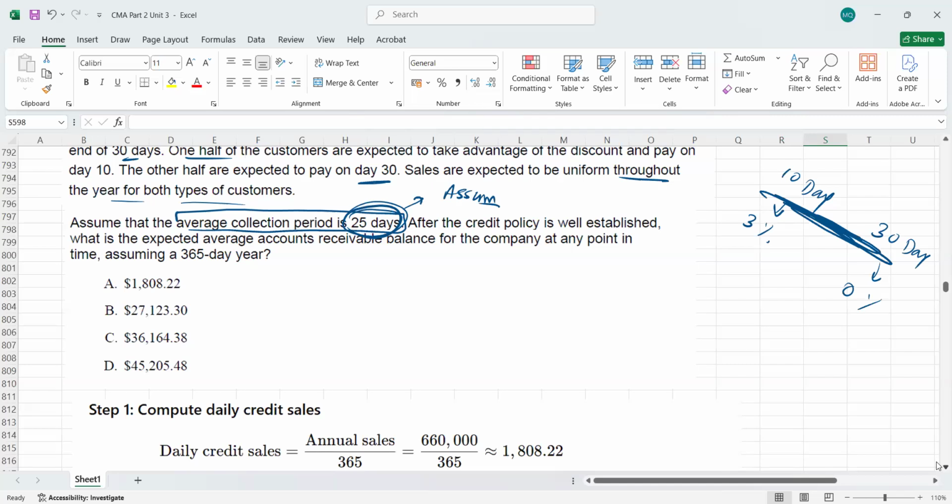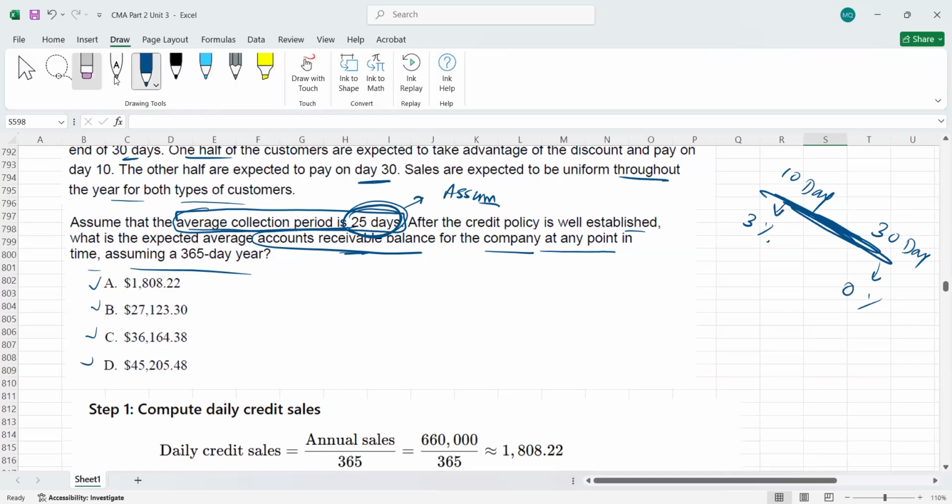He told you that the average collection period is 25 days. You should not have a doubt about how they calculated 25 days. This is not our concern. If he has provided the average collection period, that's fine. So after the credit policy is well established, the average collection period is now 25 days. What is the expected average accounts receivable balance? You have to calculate the accounts receivable balance for the company at any point in time, assuming 365 days a year. These are the answers; now which option is correct, that we have to check.